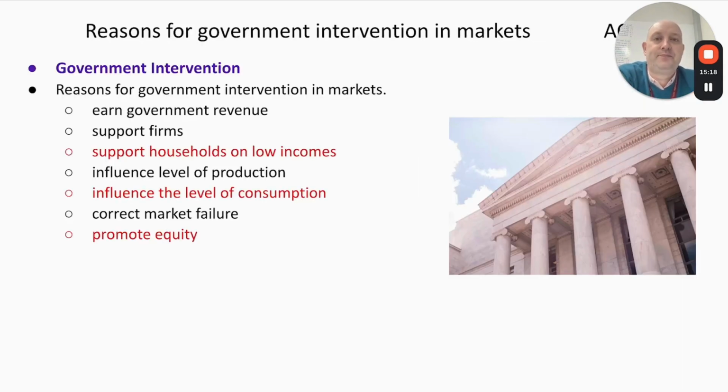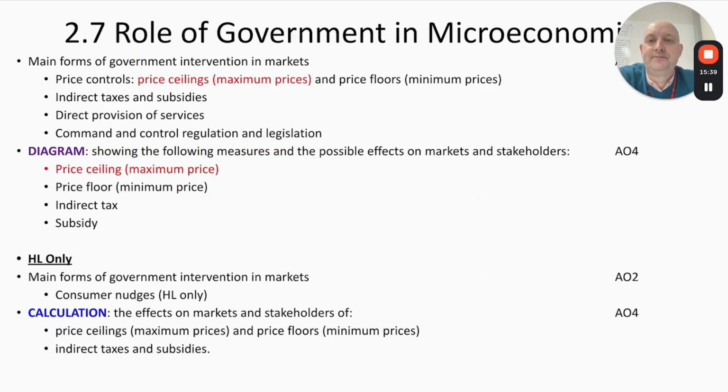So in terms of why governments intervene, the price ceiling targets these reasons. Firstly, they help to support households on low income. They influence the level of consumption, and they're aiming to promote equity here. So they're trying to help those people on low incomes, which is going to lead to potentially more equity in the market. Right, that is price ceilings done. So that's got some positive and negative impacts.